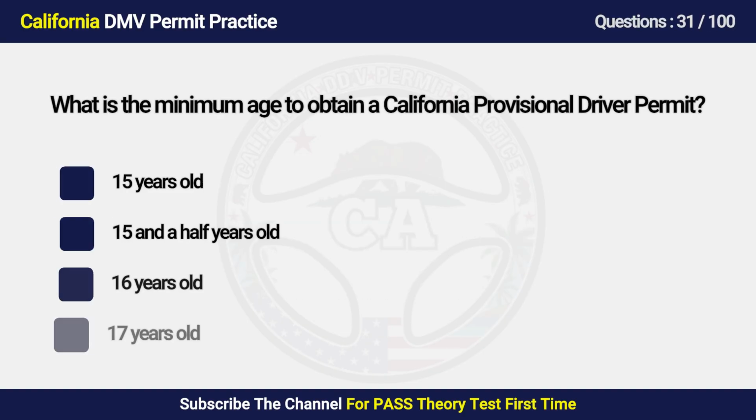Question 31. What is the minimum age to obtain a California provisional driver permit? A, 15 years old. B, 15 and a half years old. C, 16 years old. D, 17 years old.